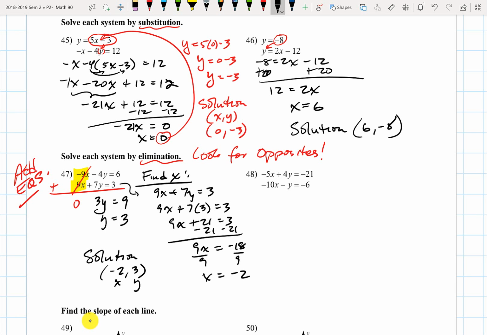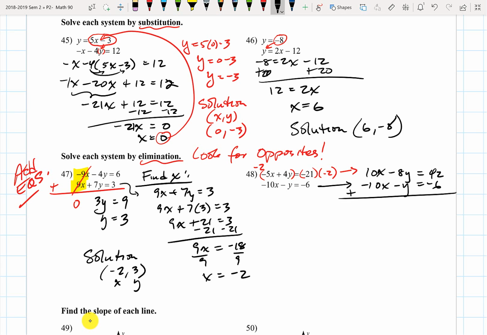Now sometimes you don't have opposites, like negative 5 and negative 10 are not opposites, and 4 and negative 1 are not opposites. So you have to create opposites. All right, so let's create opposites here. The opposite of negative 10 is positive 10. So if I multiply both sides by negative 2, I can do that. So negative 2 times 5x is 10x. Negative 2 times 4y is negative 8y. Excuse me, negative 21 times negative 2 is positive 42. Second equation, don't want to change at all because you want that to create opposites.